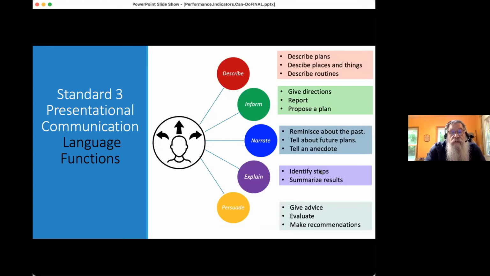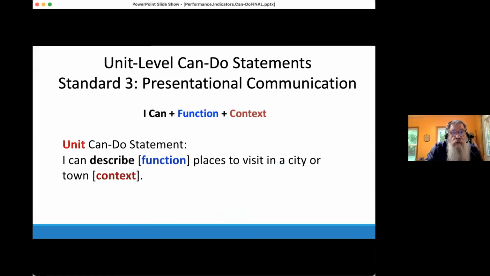Again, we take a look. What are our big buckets, our 5 language functions? Describe, inform, narrate, explain, persuade. And then you see over at the right how these can be manifested, different ways that these language functions can be evidenced. We lead with one of those functions in our unit can-do statements. So our unit can-do statement for Standard 3 might be, I can describe, that's our function, describe, places to visit in a city or town. And that's our context for communication.